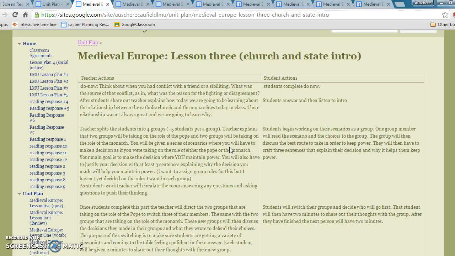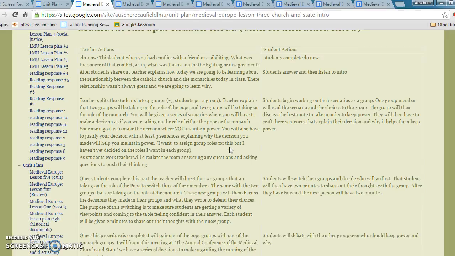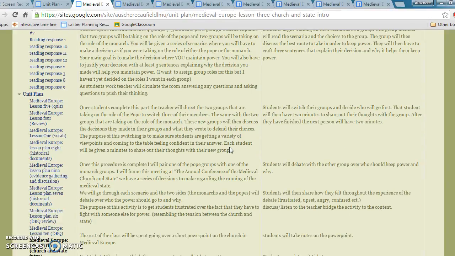Students will do it independently at first, then they will get in small groups and discuss what they chose and what their justification is, and then we will come together as a full group to discuss what each side picked. There will obviously be conflict because they're each trying to maintain power, and that conflict will very nicely lead into a short PowerPoint I have regarding the church, what the church was, what its role was in medieval Europe, and how there was this constant tension between the Pope and monarchs of Europe because each of them obviously wanted to maintain power.